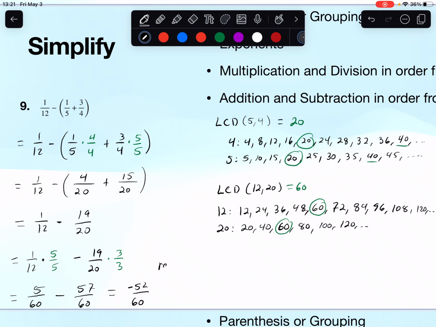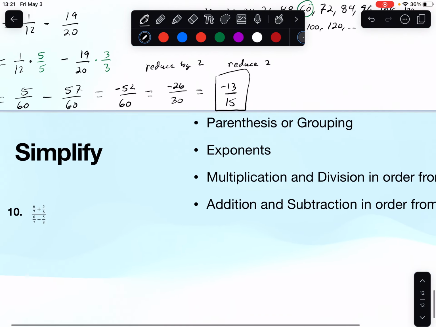And we can reduce by 2. So that's going to be negative 26/30. It's still even, so we can reduce by 2 a second time, or we could have reduced by 4. And that's going to be negative 13/15. All right, let's go ahead and look at one more here.